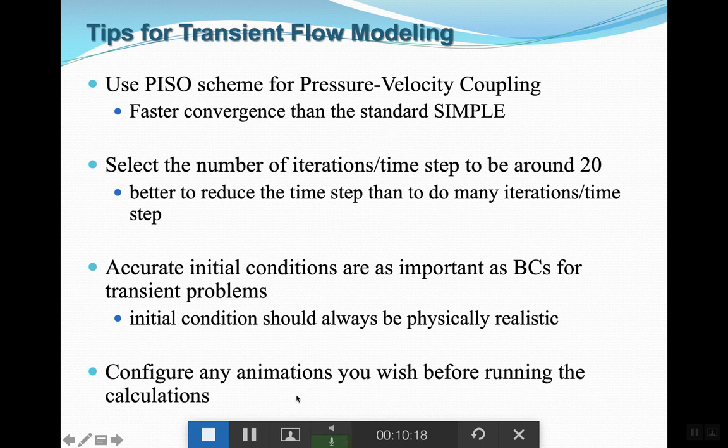So the transient part is now finished, and we're going to move in our next video to the second part of our subject.